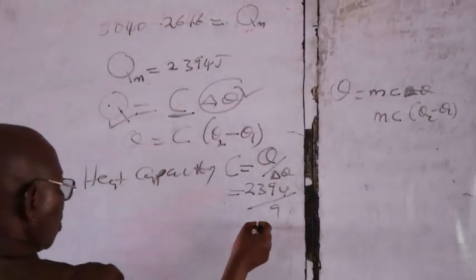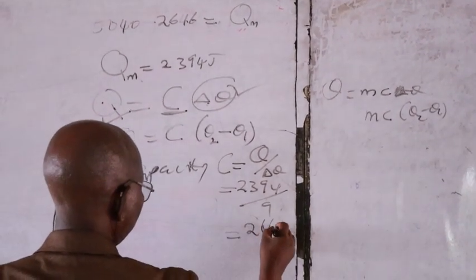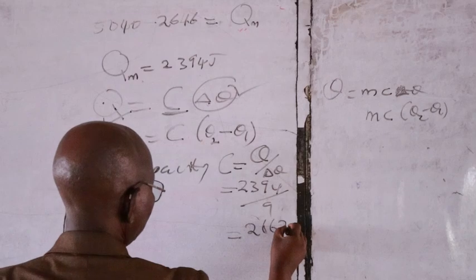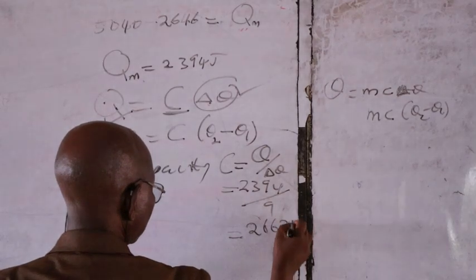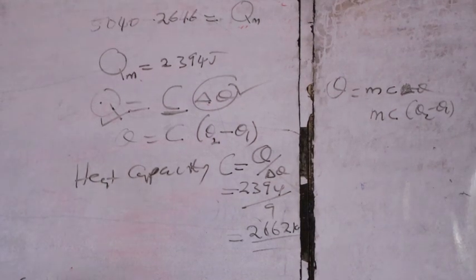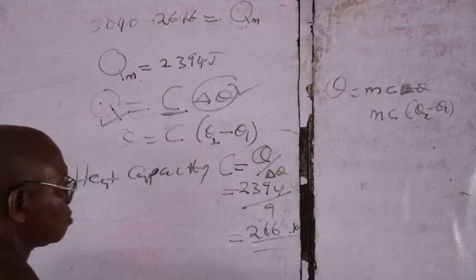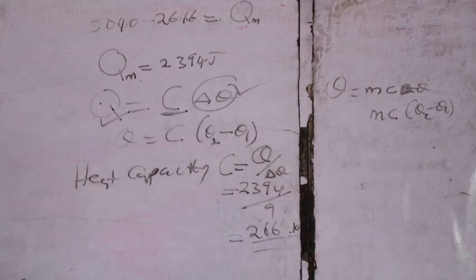Now, what do you call the answer here? 266. Per Kelvin. Yes, per Kelvin. 266 per Kelvin. So that's your state. Then the next question, which is the last one.